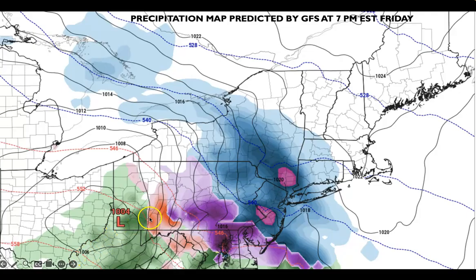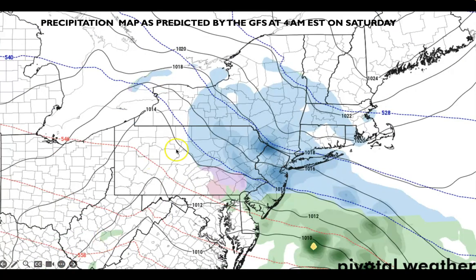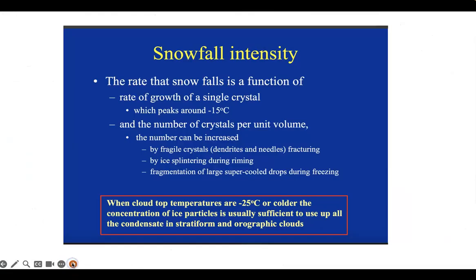So this is just the precipitation map for the GFS Friday. You see heavy snow, like I'm predicting that there's going to be a band from that initial piece of energy. And then where it's warmer, there's going to be sleet, freezing rain, and rain. And then at 4 a.m. on Saturday, it's still going to be lingering with the snow in the Northeast here. So it's going to hang around a little bit into Saturday morning.